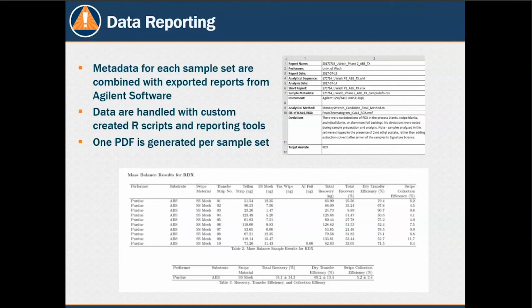and then a dry transfer efficiency based on how much was actually left on the Teflon strip and what the difference between that and the spike amount was. And so we got all this data for each sample set, and those were all compiled at the end. And I think there's one more slide from me, Steve.